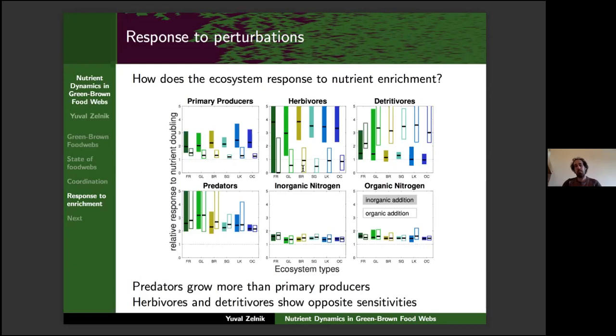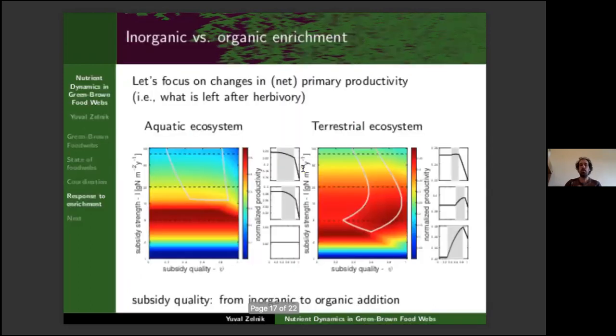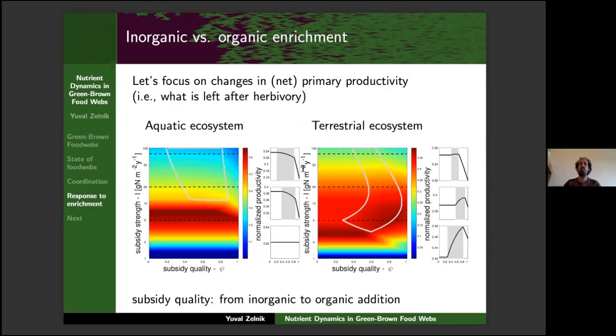That is one way to look at the response to nutrient enrichment. Another question you can ask, which I think can be interesting, for example in an agricultural setting where you are putting in a different nutrient and want to see the effect on primary producers, is to look at the net primary productivity. What I mean by that is the flux of primary productivity left after herbivory. So how much biomass is gained by plants when we take into account that some of it has been eaten by herbivores.